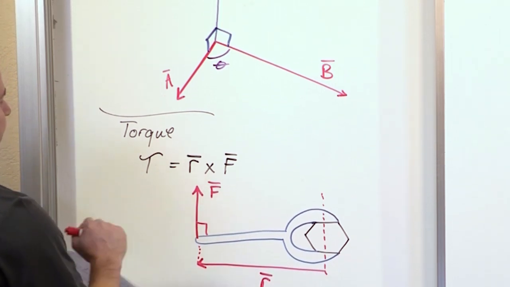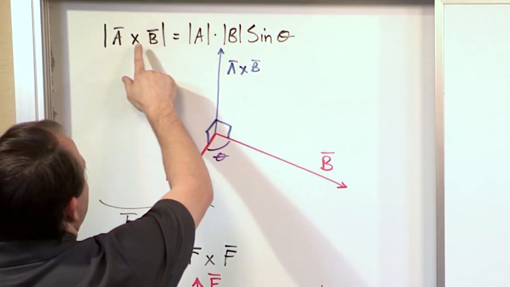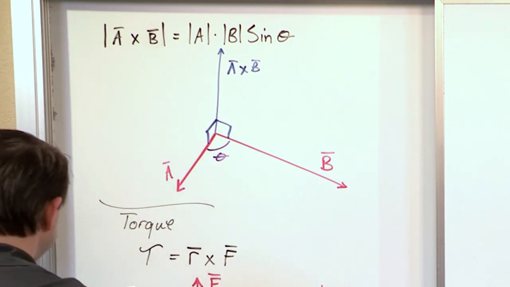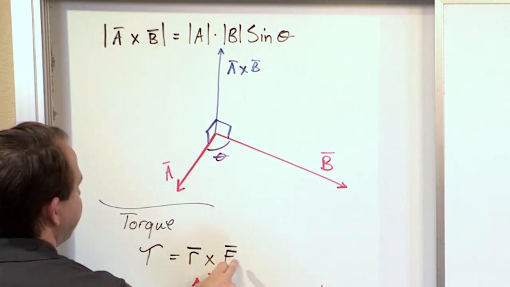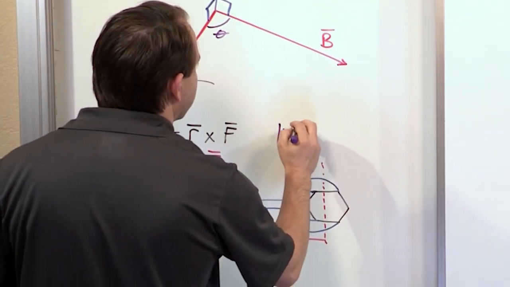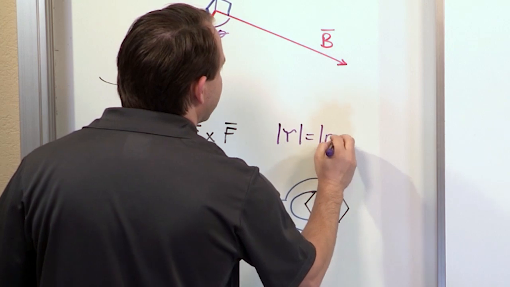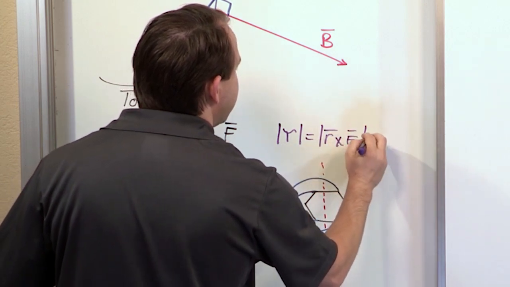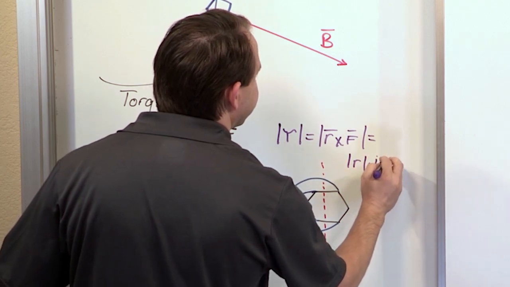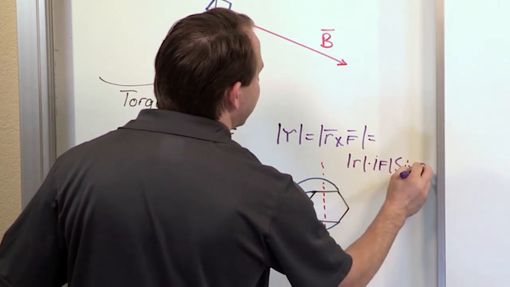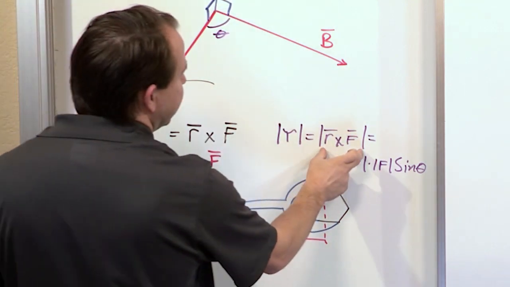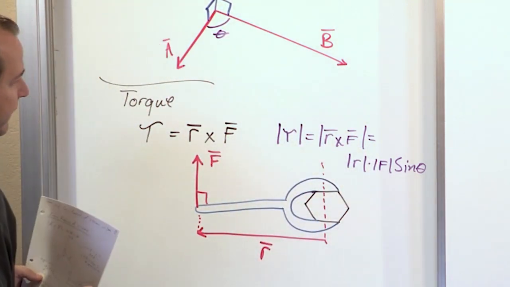And that is because if you look here, the torque, which is the cross product of A and B, is A times B. You know what, let me just rewrite it here. The magnitude of the torque is the magnitude of R cross F, which is the magnitude of R times the magnitude of F times the sine of the angle between these two vectors. Okay, I'm just recopying what we have up above because this is the cross product we're talking about in particular here.